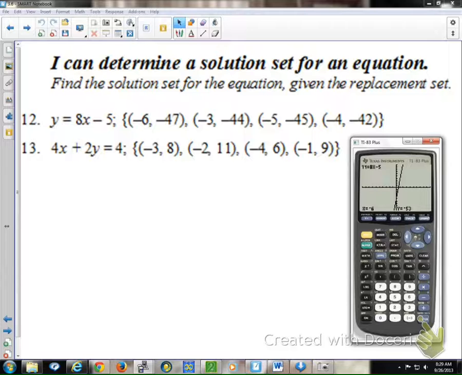Did you actually graph, trace, -6? You must have hit -6 wrong. All right. So if that's not the point that matches this one, then that point is not on our line. So not that one. Now I want you to go through and punch in -3, -5, -4, and see which one has the correct y values.